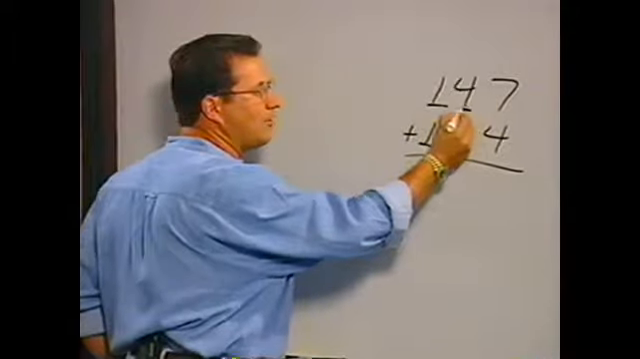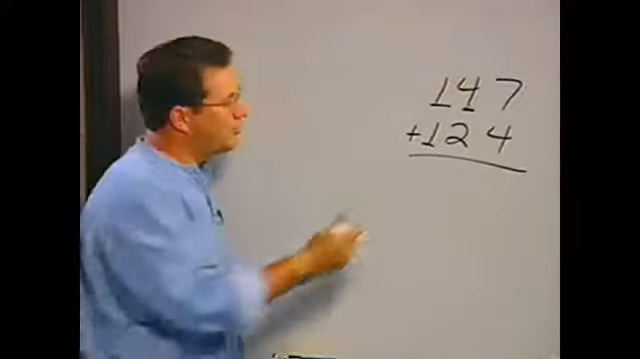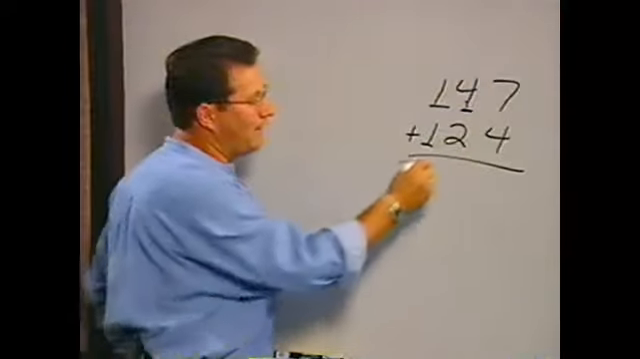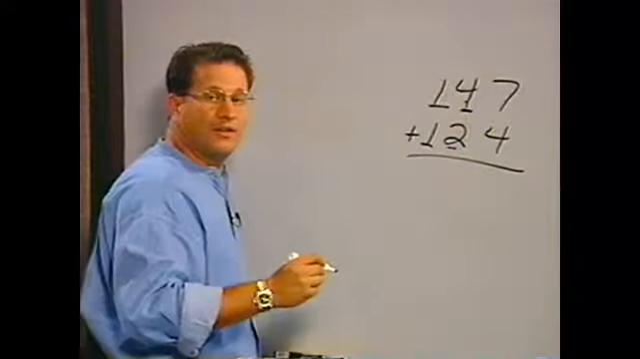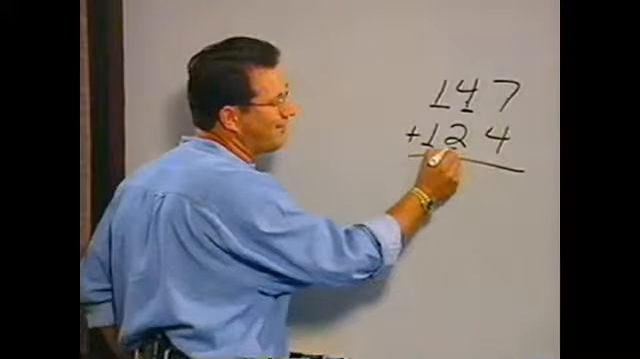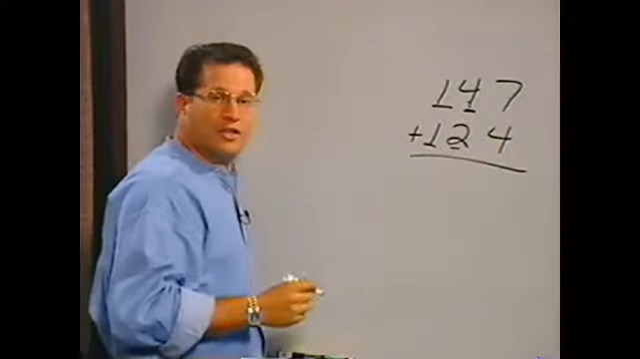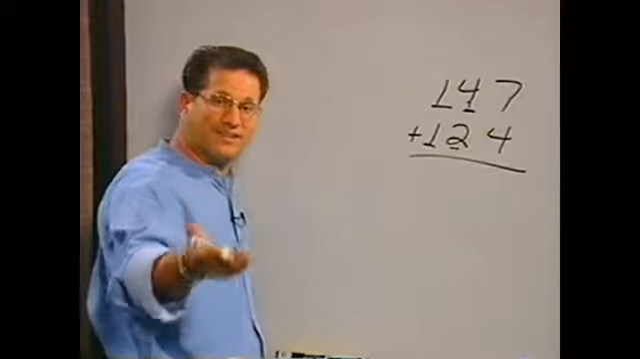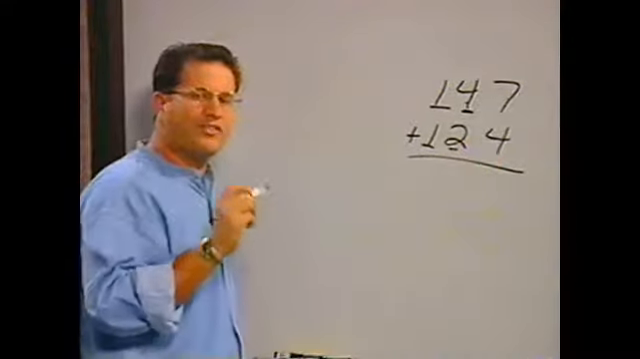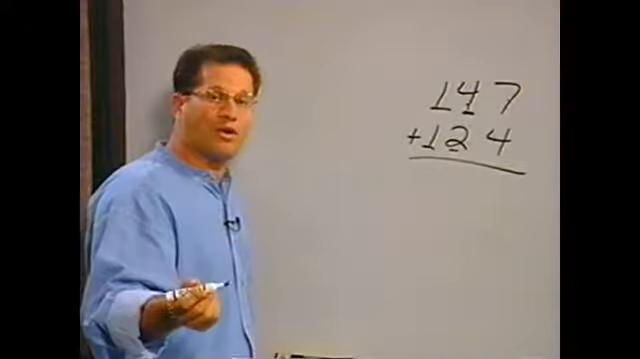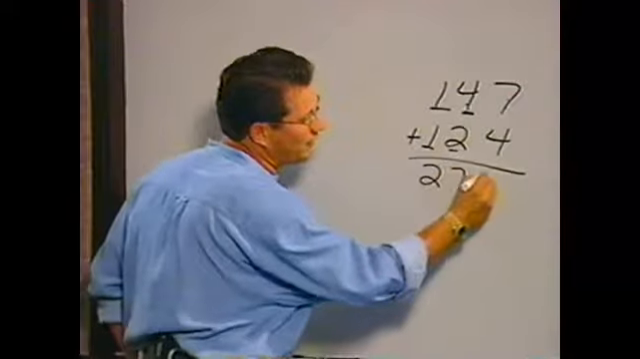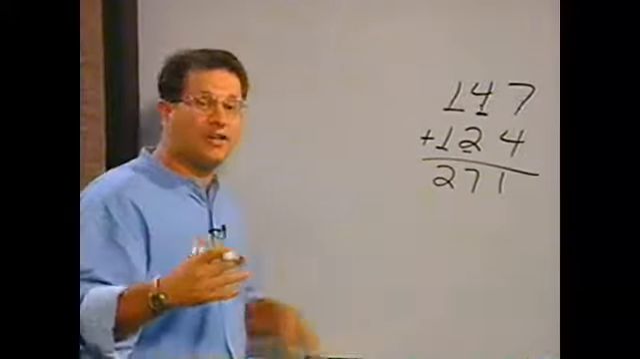This 4 right here stands for 40. So what's 200 plus 40? 240. Add 20 more and you'll get 260. Then we go to the ones. What's 260 plus 7? You'll get 267. And then we've got to add 4 more. What's 267 plus 4? The answer is 271. See again how you don't even carry.